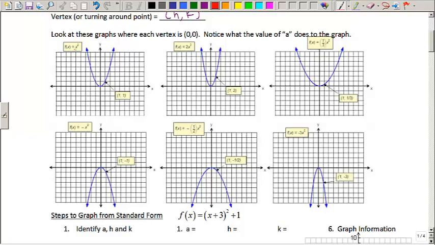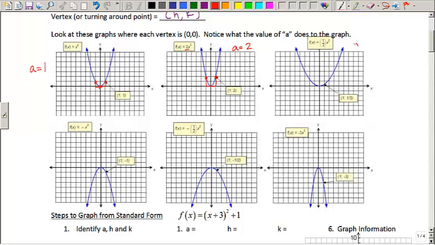In this particular problem, we have a is equal to 1 because there's no coefficient in front of x squared. I could go right 1 and up a, or I could go left 1 and up a. That got me 2 more points plus the vertex, and I can get a pretty good graph from that. On the second graph, my a is 2 because the coefficient in front of x squared is 2. So from my vertex, I can go over 1 and up 2, and left 1 and up 2.